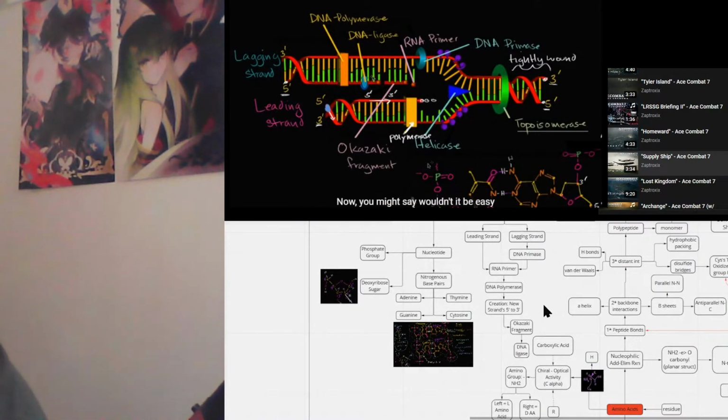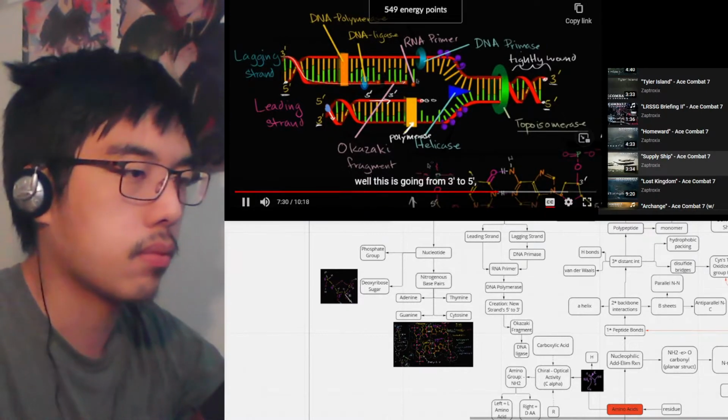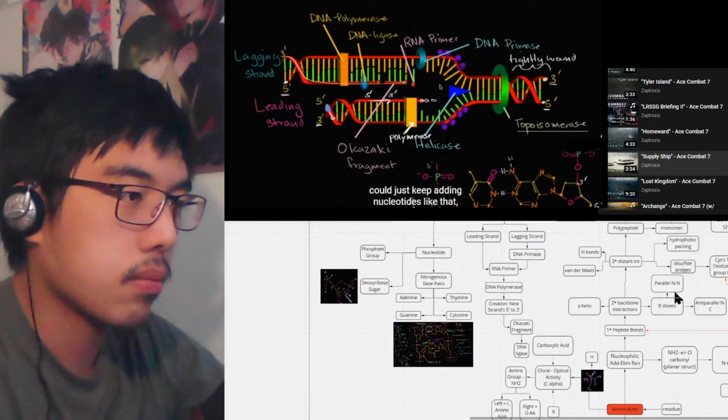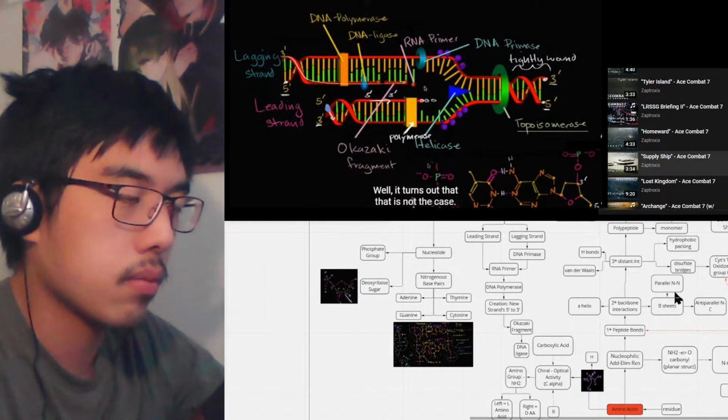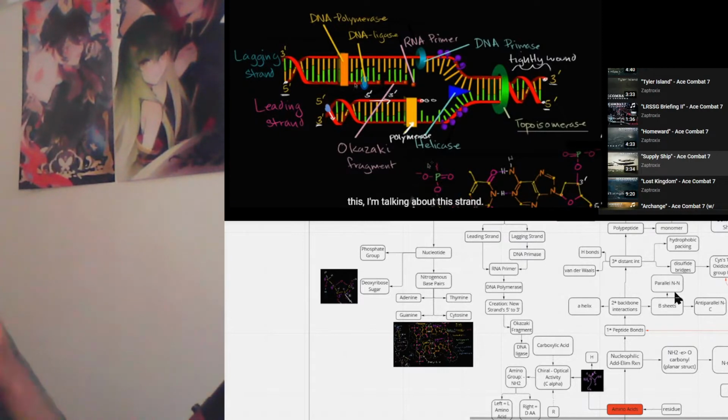Now, you might say, well, wouldn't it be easy if we could just add nucleotides at a 5' end? Because then we could say, well, this is going from 3' to 5'. Maybe that polymerase or a different polymerase could just keep adding nucleotides like that, and then everything would be easy. Well, it turns out that that is not the case. You cannot add nucleotides at the 5' end. Let me be clear. This strand right over here, this is the 3' end, this is the 5' end. And so you can't just keep adding nucleotides just like that.